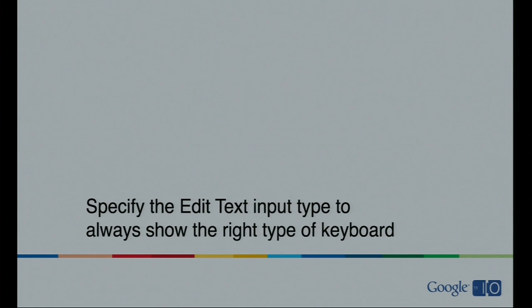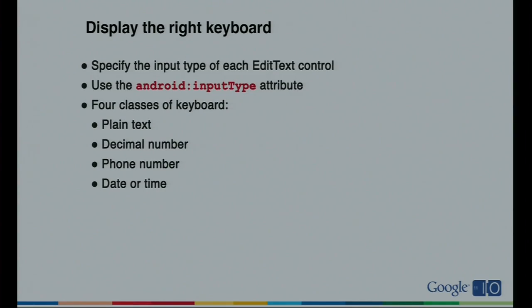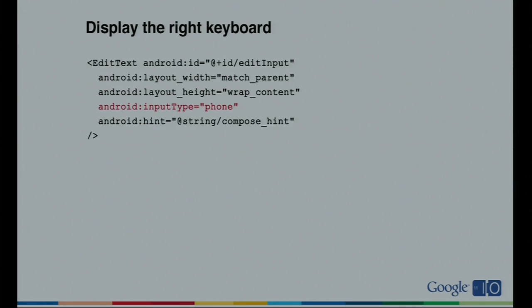So you've got a number of options. It can be plain text, it can be a number, it can be a phone number, it can be a date or time, and each of these are going to have different ideal ways of putting in data. The way you specify that is simply by setting the input type within each of your edit texts so that they show the right kind of input. So in this case, we're putting phone. That's going to show you the traditional phone dialer, because that's going to be the easiest way to input phone information.